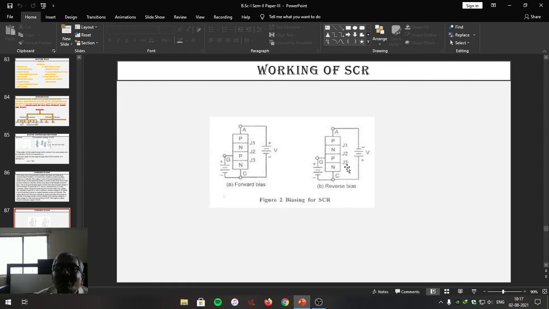This process will continue till sufficient external reverse voltage is applied. At a particular voltage, J1 and J3 will break down and a little amount of current flows due to the minority charge carriers. But this aspect is not used as far as SCR is concerned, because it is a unidirectional device. Friends, this is how one can understand the biasing and operation of SCR.